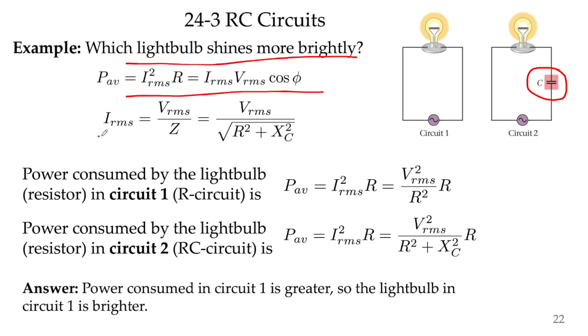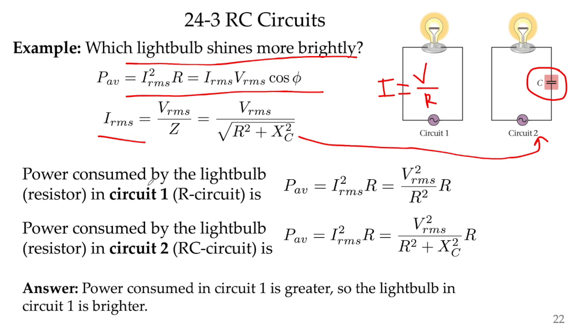And the current can be written as the voltage divided by impedance. Again, look at this. This is just like Ohm's law. And the impedance in RC circuits will be the square root of R squared plus XC squared. For circuit 1, I is just V divided by R.